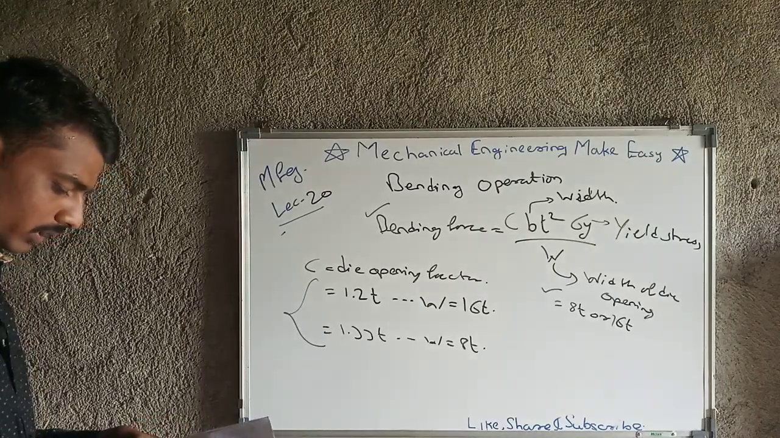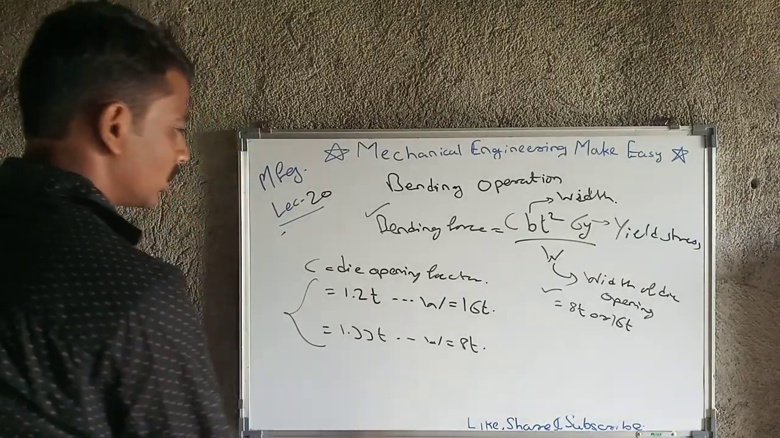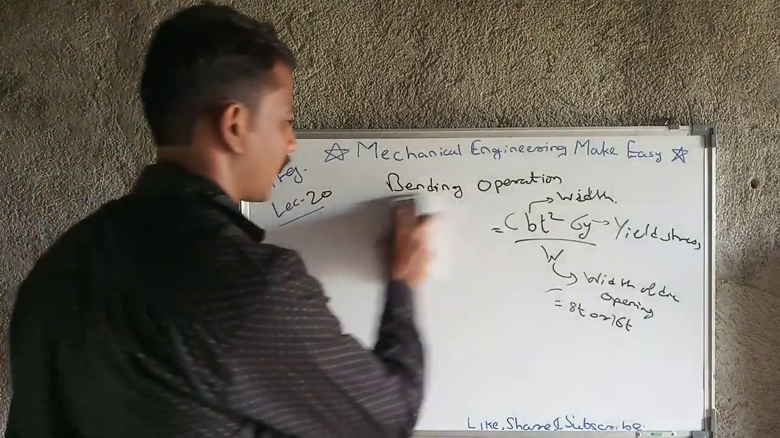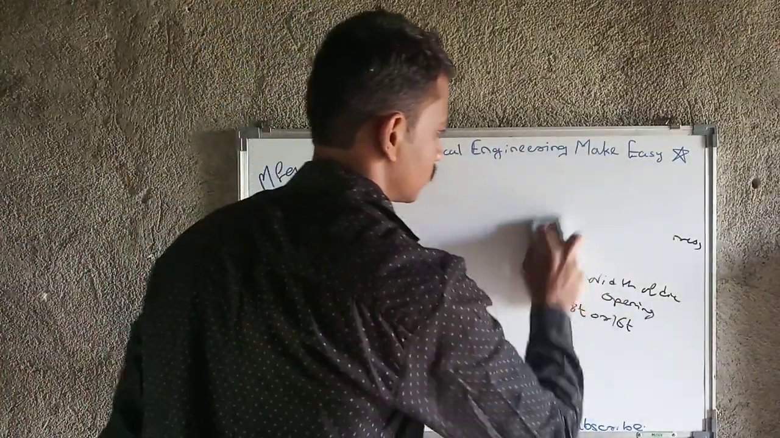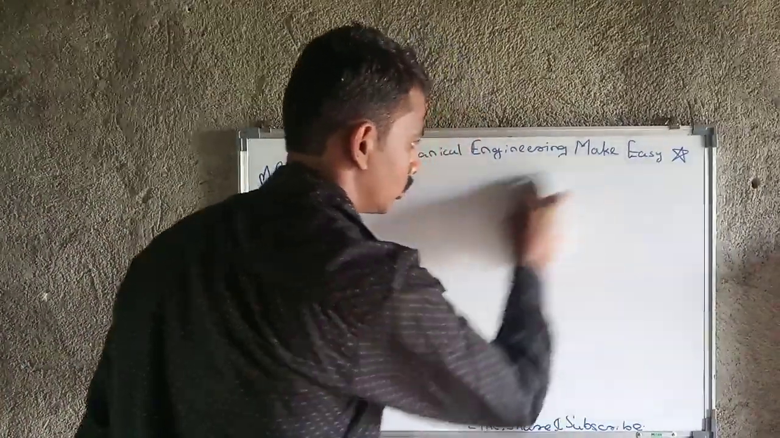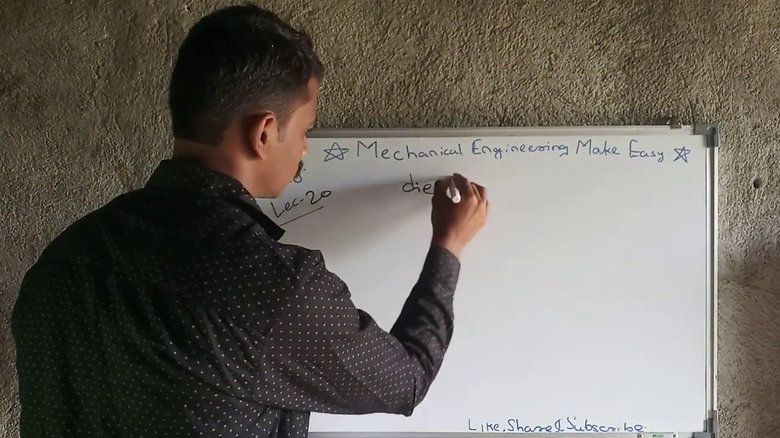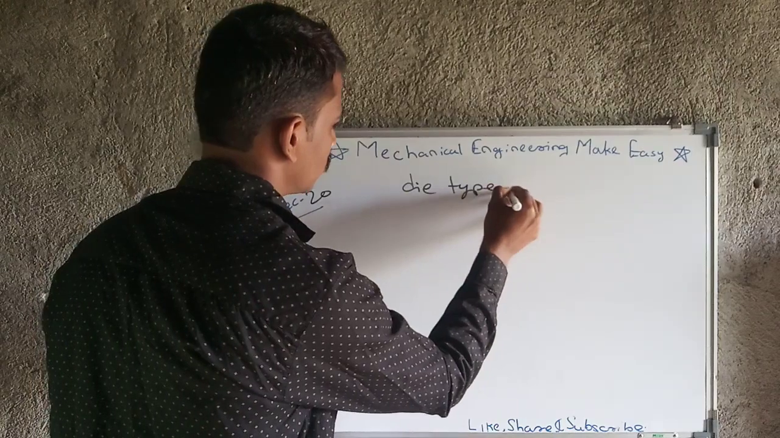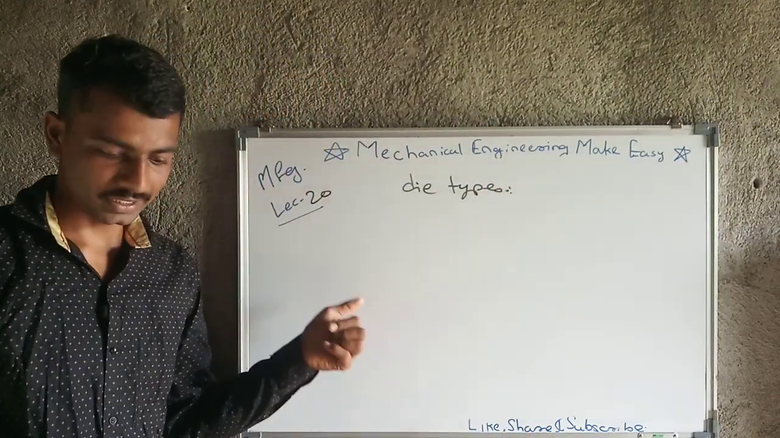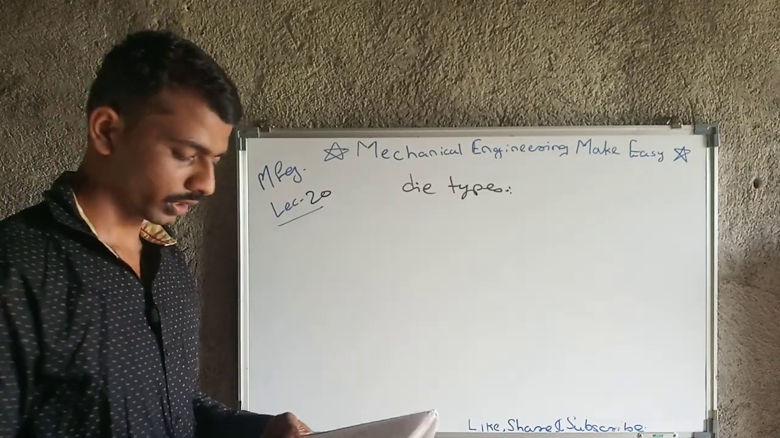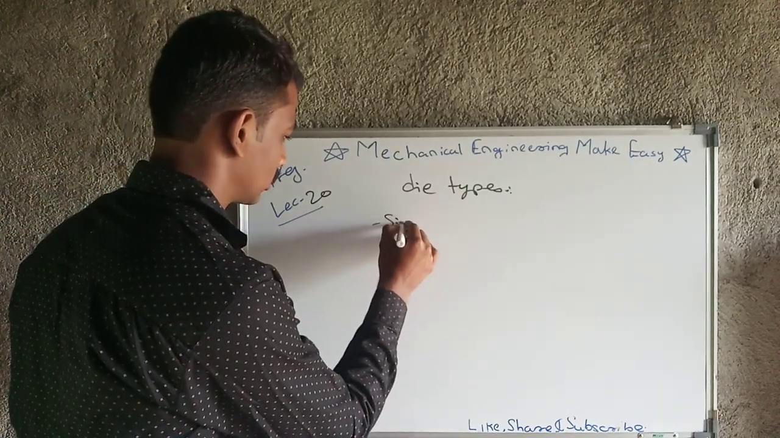Now we will move towards the next parameter, the types of dies we use. Dies have different types, like open die, closed die, etc. First is the simple die.